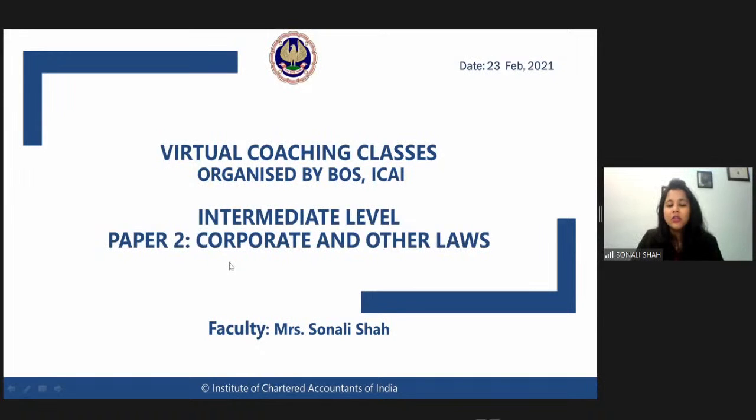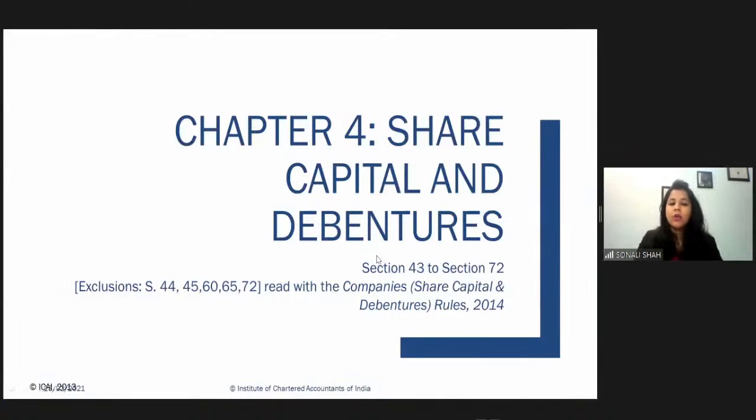Okay, so today we are gonna begin with our next chapter, which talks about share capital and debentures, right? Now, this chapter as such, which is chapter 4, is comprising of not much of sections. So it is basically section 43 to 72. However, some sections have been removed or reduced from your syllabus, which includes section 44, 45, 60, 65, 72. Even though their removal doesn't make much of a difference, as the key points are anyways there, since these sections have been removed, we will not be covering them.